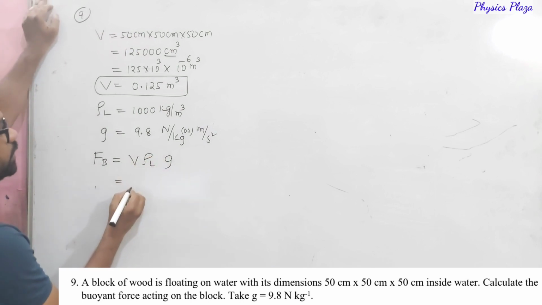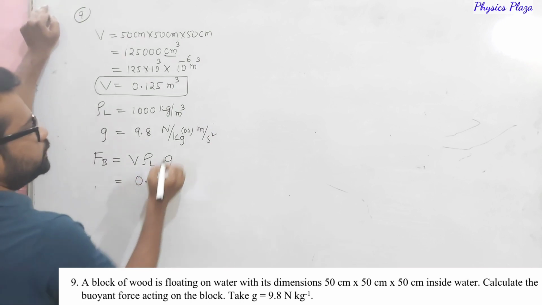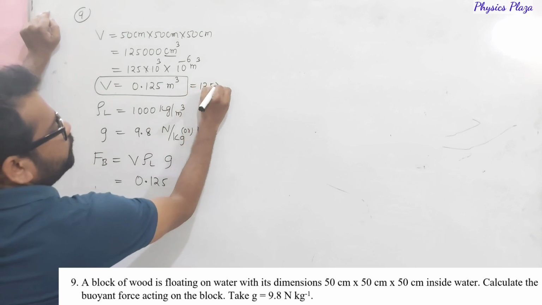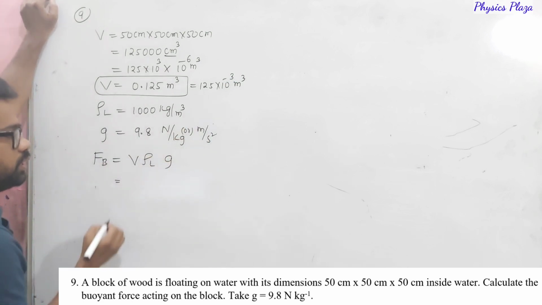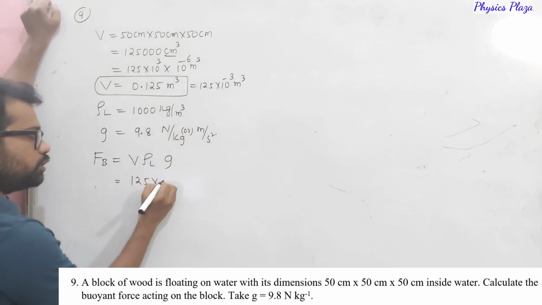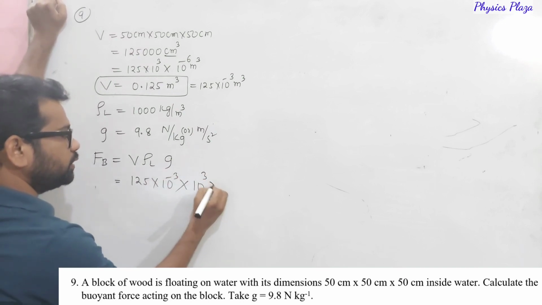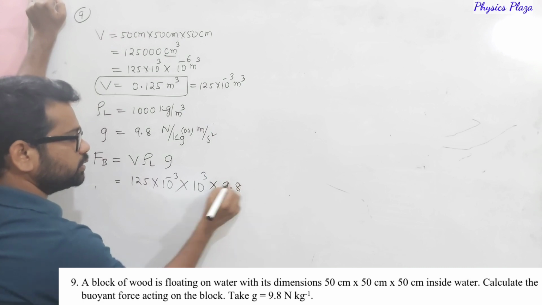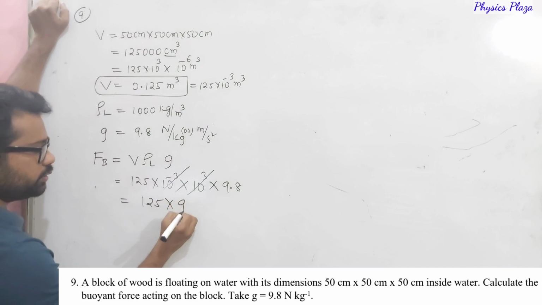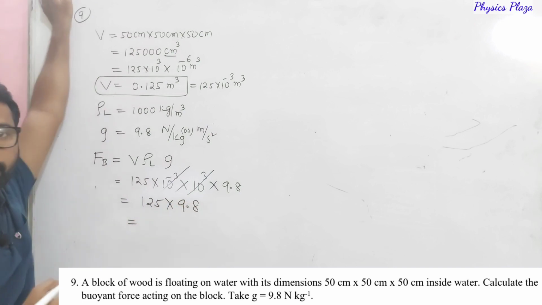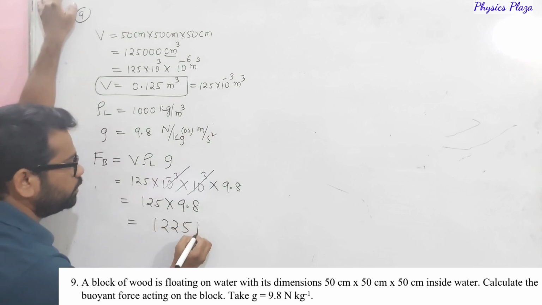Now let us substitute the values. 0.125 can be written as, children, 125 into 10 power minus 3 meter cube, right? So let us write that only, so that the calculation will become easy. Into 10 power minus 3. Density of the liquid will be 1000, that is 10 power 3, into g value 9.8. This will get cancelled. So it will be 125 into 9.8 only. 125 into 9.8 will be how much, children? It will be 1225 newtons.